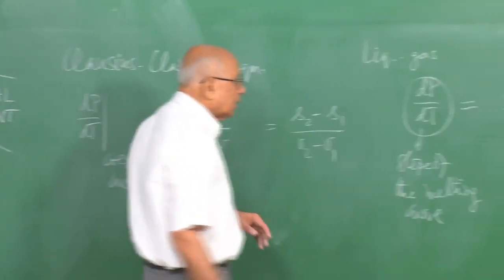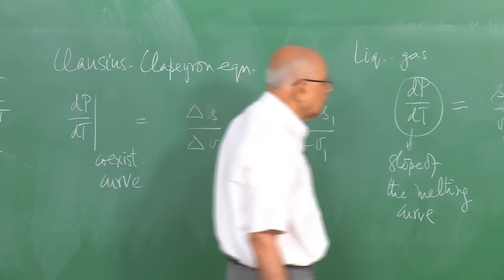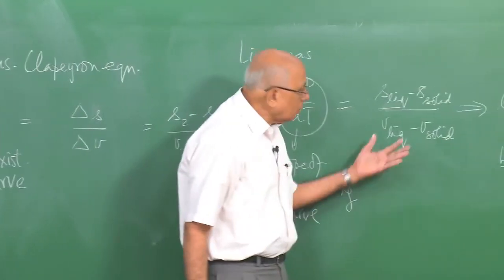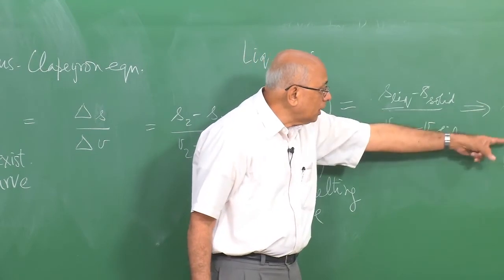There are substances which expand on freezing, like bismuth for instance, liquid bismuth will expand on freezing, or water itself does it. Now you could ask, why should it be large in magnitude?